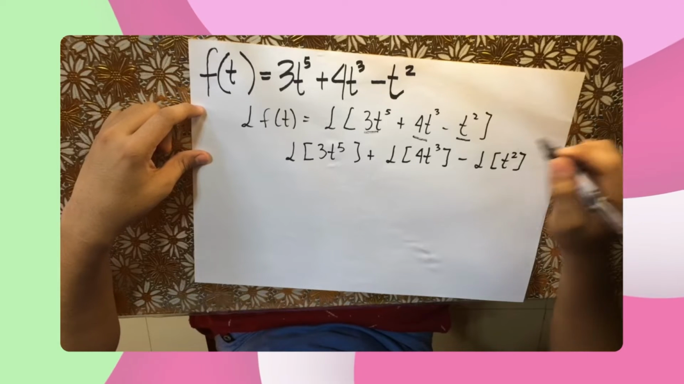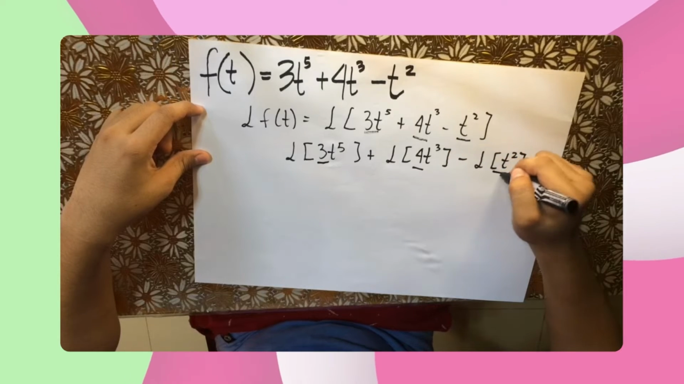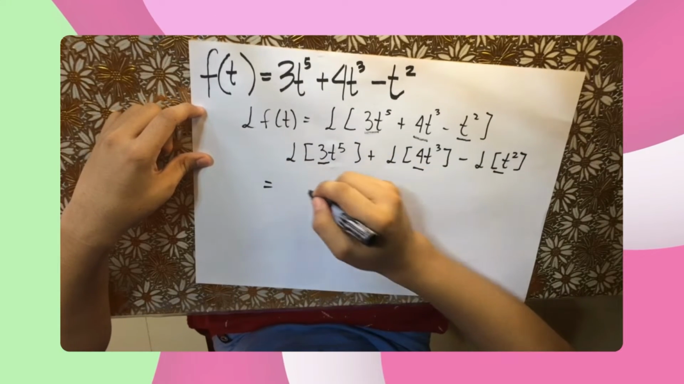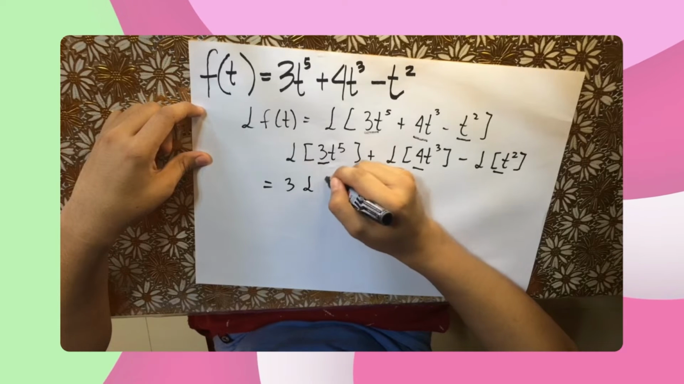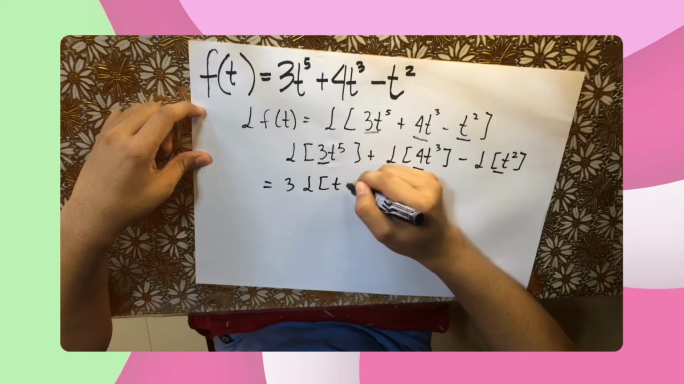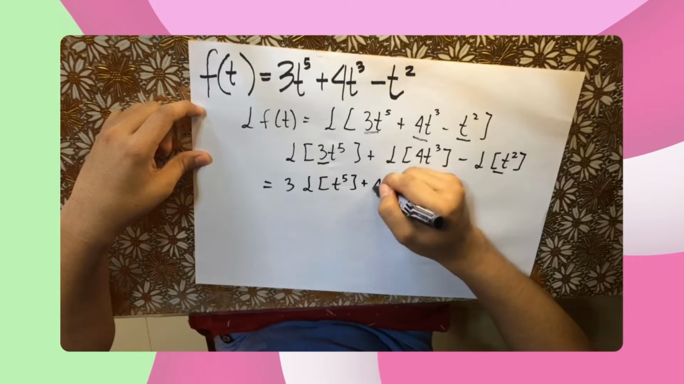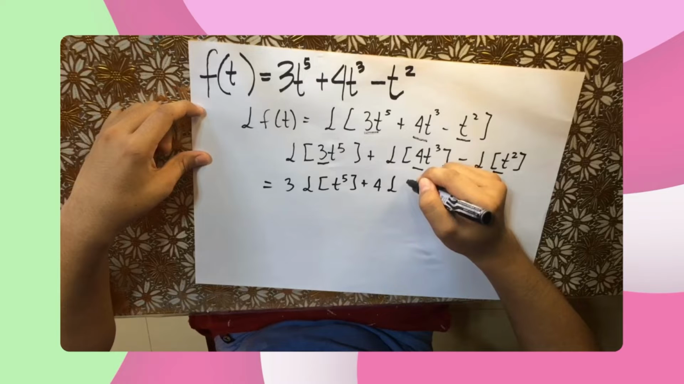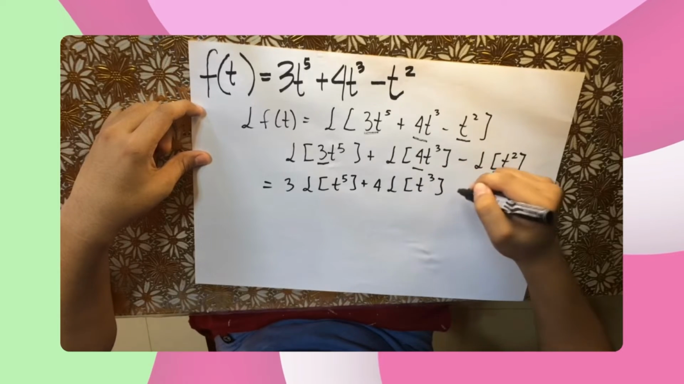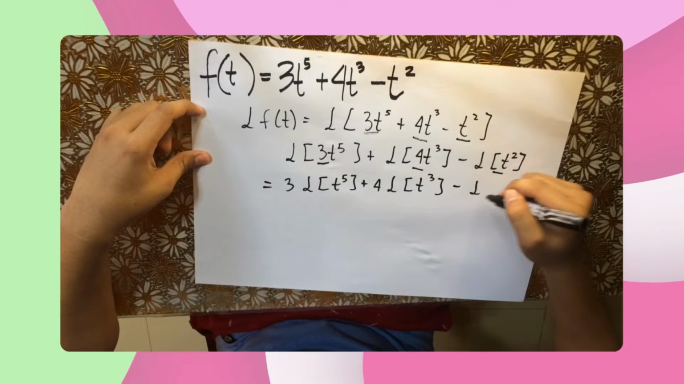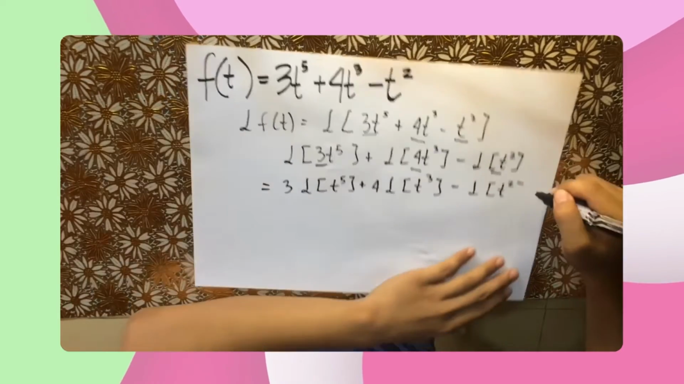After, we're going to factor out the constant for each term outside the Laplace transform. So we have 3 times the Laplace transform of t raised to 5 plus 4 times the Laplace transform of t cubed minus the Laplace transform of t squared.